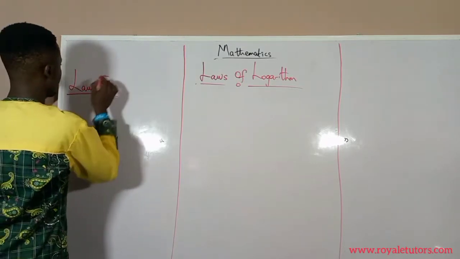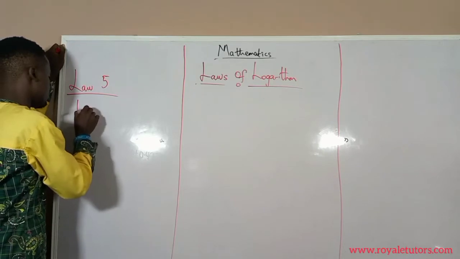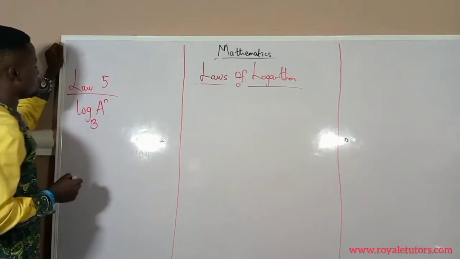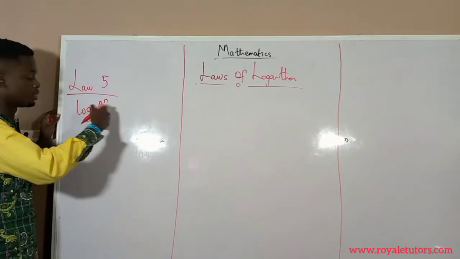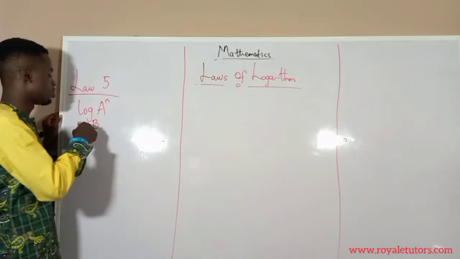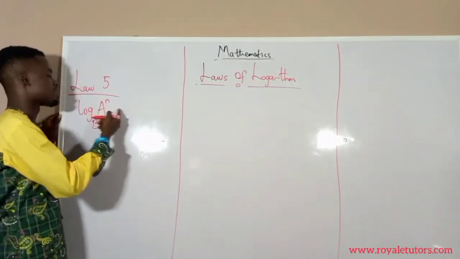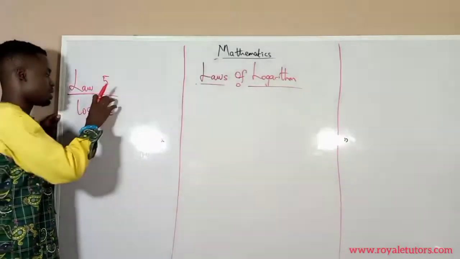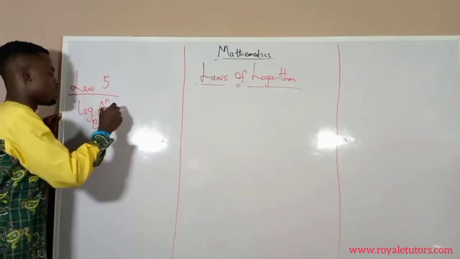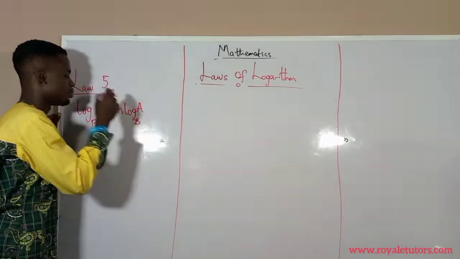Law 5 says that whenever you have a logarithm like this, if you have log a raised power n base b, forget I mentioned what base is in the first video. So log a raised power n base b is the same thing as sending this power to the back. This is an index function. Then this power can be sent to the back to be n log a base b.